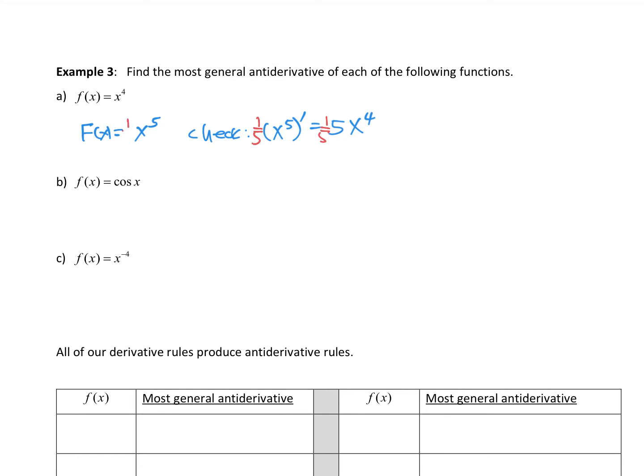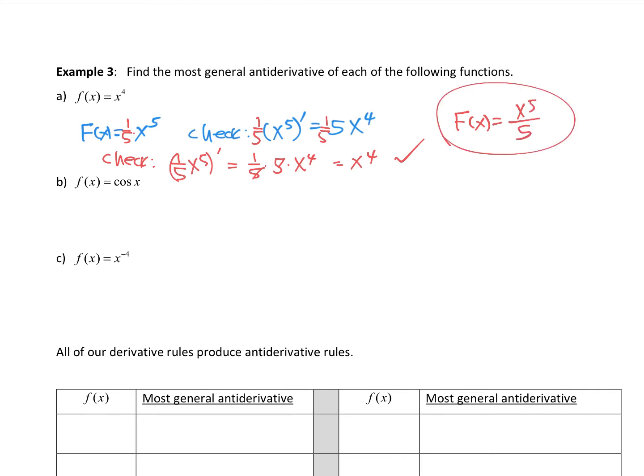So maybe I should have had 1/5 in the beginning. Let's check it again with the 1/5 in front. The derivative of 1/5 x to the 5th is 1/5 times 5 times x to the 4th power. They cancel out, so that's x to the 4th. So that works. My antiderivative is actually x to the 5th over 5. And then I almost forgot, plus C, because they said to find the most general antiderivative. So it could be plus 10, plus 12, minus 10, whatever. So this is the most general antiderivative of this.